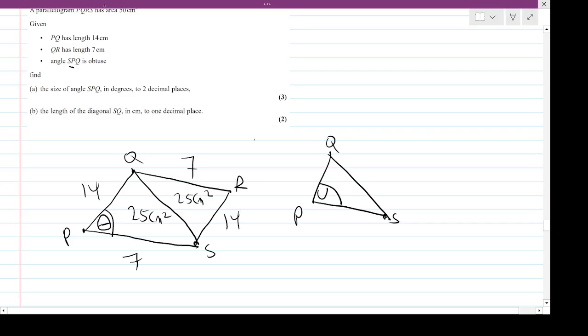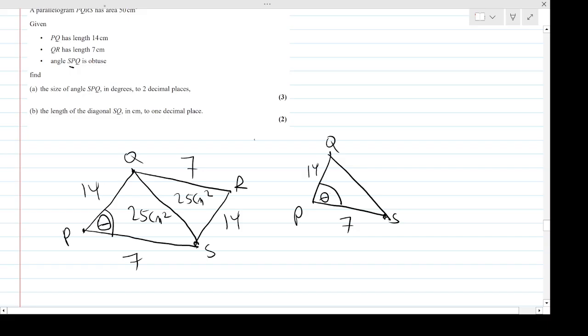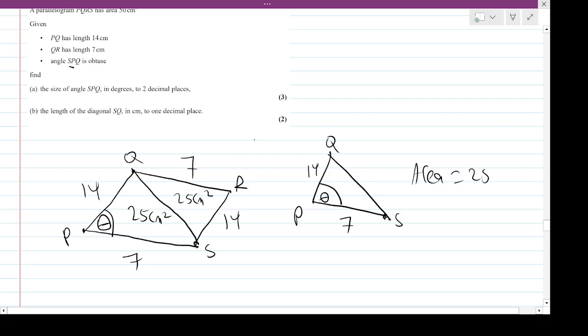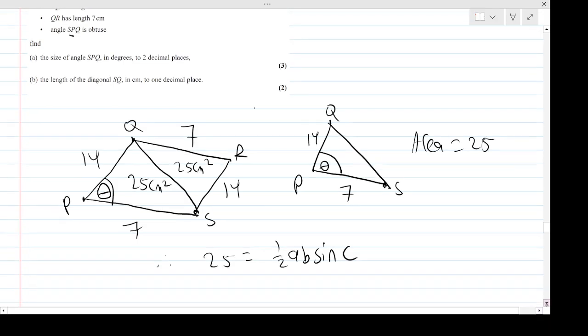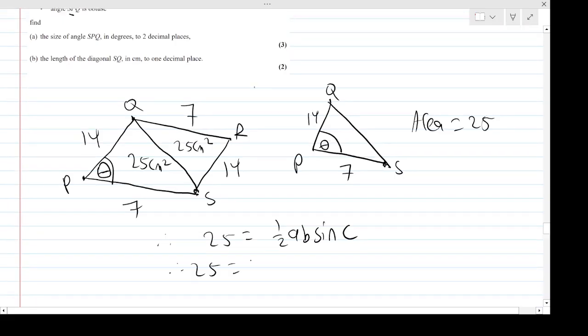This is theta. We know this is 14 and that's 7. It doesn't look it, but it doesn't have to be a perfect, accurate sketch. And the area is 25. Why can we not use the half AB sine C for the area then to get some sort of equation? Therefore, we can say then that 25 is a half AB sine C. And so in this case, the angle theta and the two sides next to it are 14 and 7. So therefore we get 25 is a half lot of 7, 14 sine of theta.